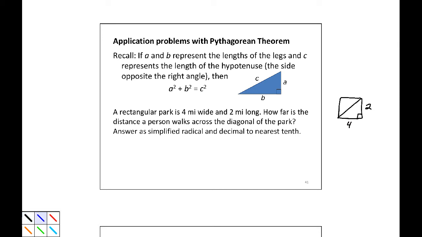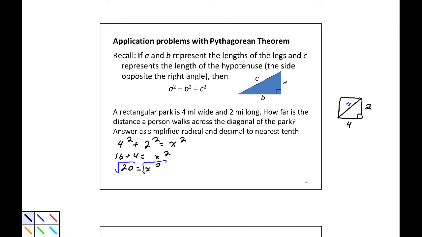And we want to know the distance from corner to corner. So, based on the Pythagorean theorem, we have 4 squared plus 2 squared equals x squared. If we do that, we can simplify this. 4 squared is 16, and 2 squared is 4, so this will be 16 plus 4 equals x squared, or 20 equals x squared. And we can take the square root of both sides.